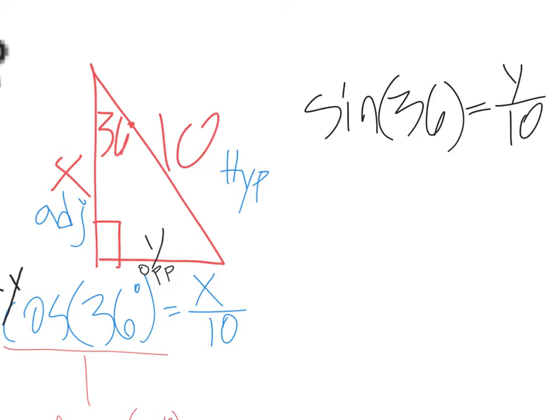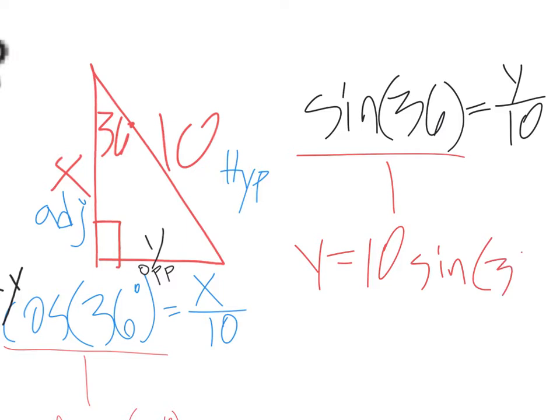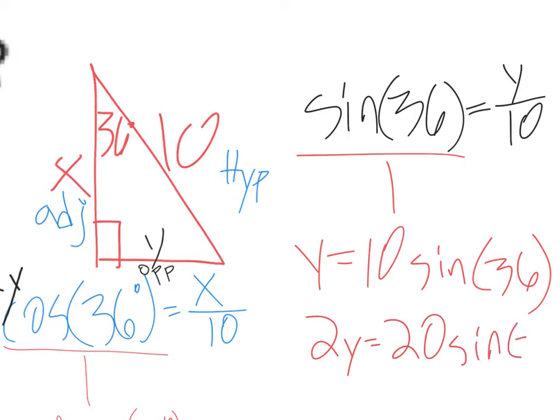And just like the other one, you can throw this over 1, and when you cross multiply, you're going to multiply 10 times sine of 36 and then divide that by 1. So y is just going to equal 10 times sine of 36. And since we need to figure out what 2y is, because we need two of those to figure out our side length, I can say 2y is, and just multiply that 10 times 2. 10 times 2 is 20, so I can say 20 sine of 36.